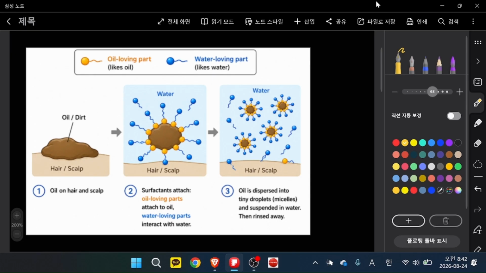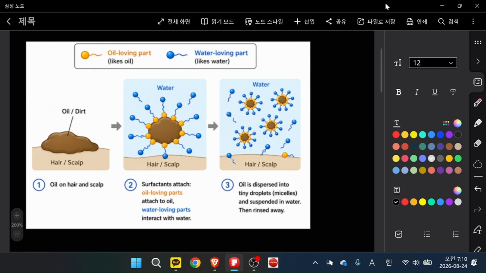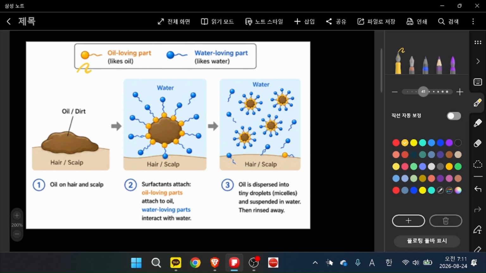But there's a problem. Oil and water don't mix very well. So, simply washing oily hair with water isn't very effective. This is where shampoo comes in. Shampoo contains substances called surfactants. A surfactant has two different parts. One part interacts well with oil, while the other part interacts well with water.